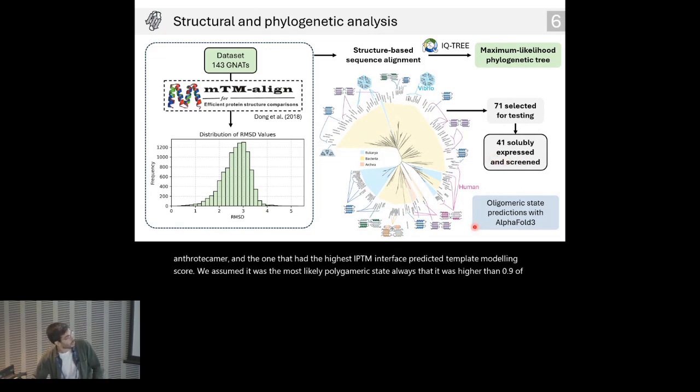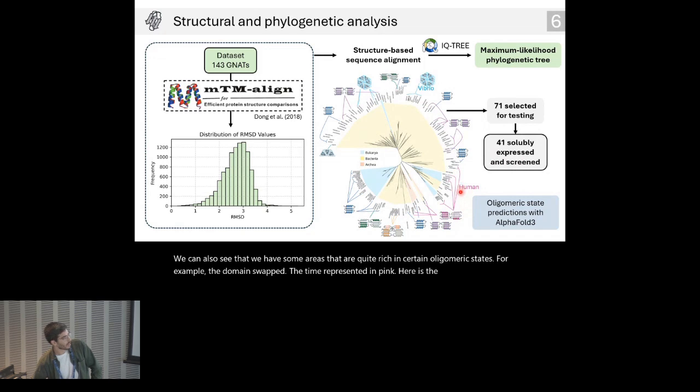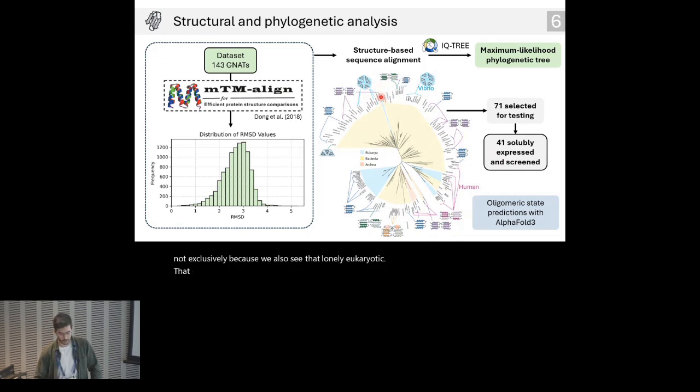And here we can also see that we have some areas that are quite rich in certain oligomeric states. For example, the domain swapped dimer, represented in pink here, is the one characteristic of human. We also see it in a few bacterial entries down here, while, for example, the non-domain swapped dimer or the dodecamers, we see them mostly around this area and linked to bacteria, but not exclusively, because we also see that lonely eukaryotic entry, that fungi, also seems to be a non-domain swapped dimer.